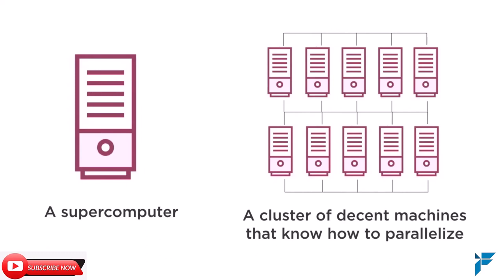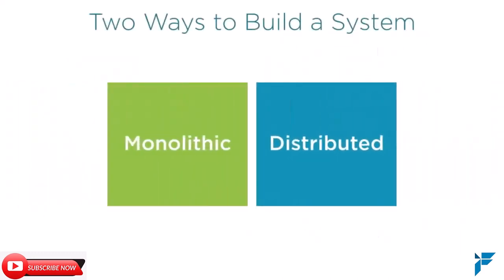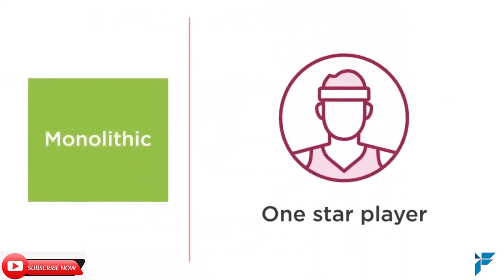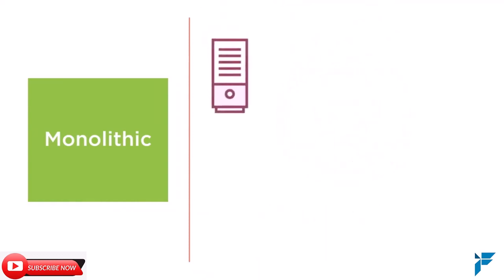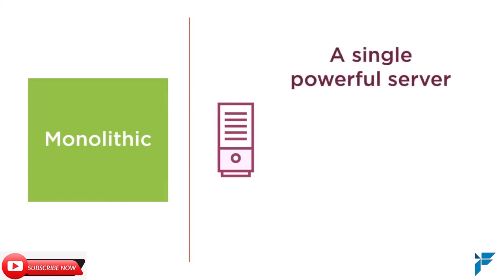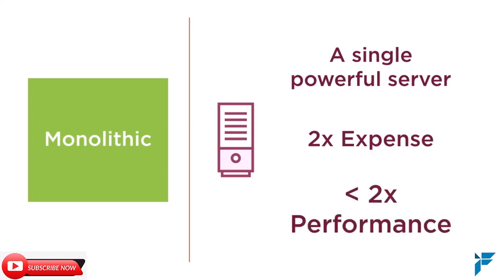Two ways to build a system. The monolithic way is the equivalent of one star player that you rely on. That one player does everything. A monolithic system typically is a single powerful server. And if you want more computing resources and capacity from this server, you might be tempted to pay twice the expense to improve the performance of this machine. But you will get less than two times the performance. The performance of a single machine does not scale linearly with cost.